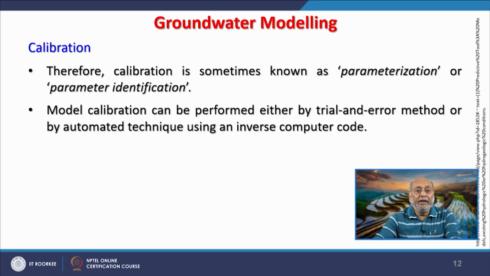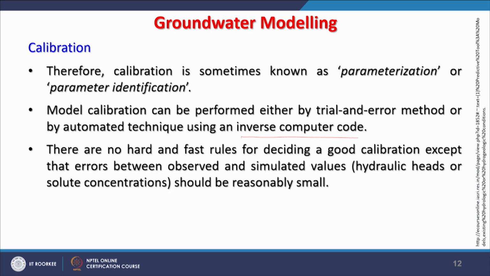So, this model calibration can also be performed by either trial and error method, or as I have said, an iteration kind of method, or automatic techniques are also there which can use the inverse computer code to do this kind of thing. More sophistication is being added nowadays in groundwater modeling also. So, automatic techniques are also becoming part of calibration in groundwater modeling.